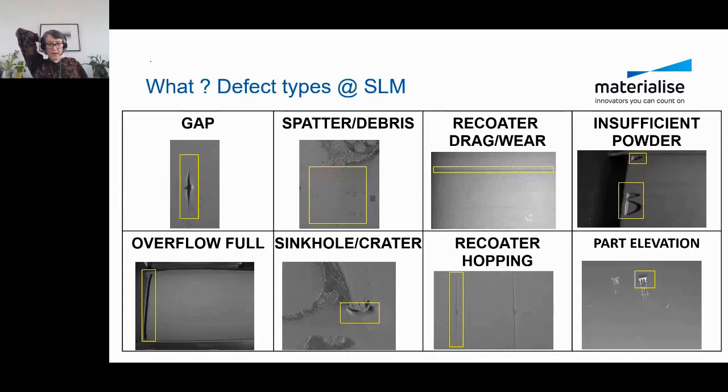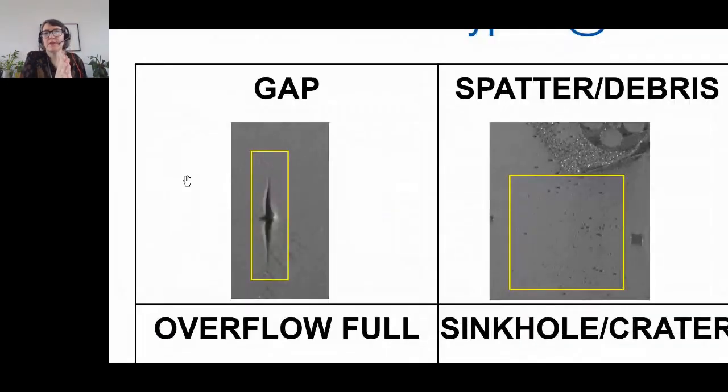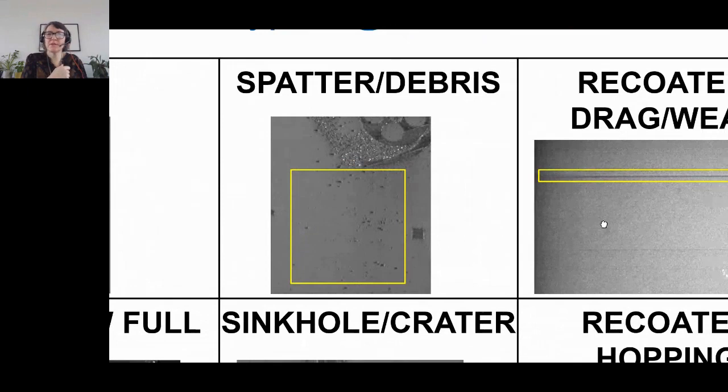if we bring it back now to metal, we need to know first what we will be investigating, what are the issues that we can detect in the powder bed. And there are several. There's a gap, so it's really the powder bed cracking open. We have spatter and debris, often from the gas inflow. It's like spitting in the powder bed in a way, and then you get all these particles.